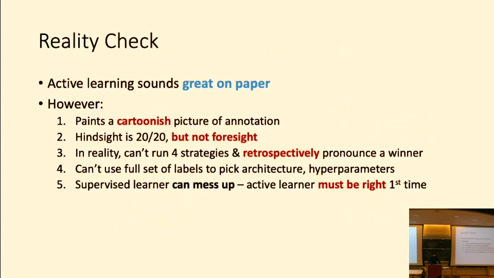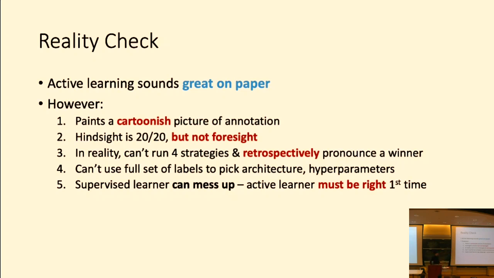So a problem is that it sounds great on paper, but what we're doing is not really indicative of what you would really need to deploy this stuff. It paints a cartoonish picture of annotation. It's got almost like a selection or survivorship bias, where the model that gets through is pronounced as the winner, but it's not evaluated in the way it should be on future data. In reality, you're right, we can't run 4 strategies and retrospectively pronounce a winner. We can't use the full set of labels to pick the architecture, the hyperparameters, the learning rate, and all this kind of stuff. And again, what if we just have a bug in our code and the whole thing goes off the rails? These are just a few of the questions that we identified originally.